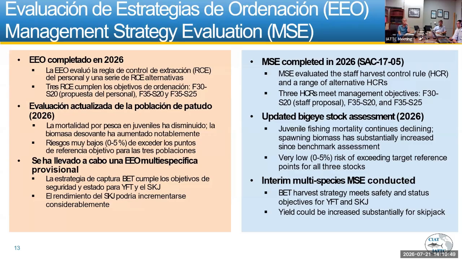And we also did some interim multi-species management strategy evaluations that found that the bigeye tuna harvest strategy also met the yellowfin and skipjack status and safety objectives. And we also showed, using some yield analysis, that there's a potential large increase, like a 50% increase, possible for skipjack if the effort in the fishery increased.